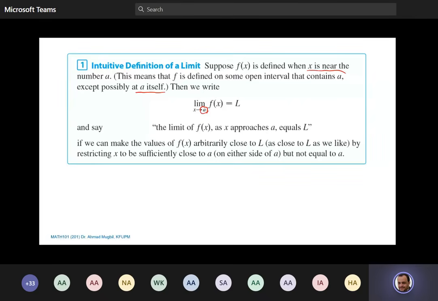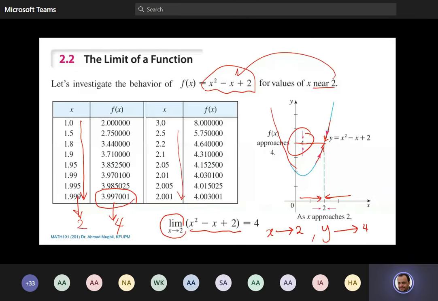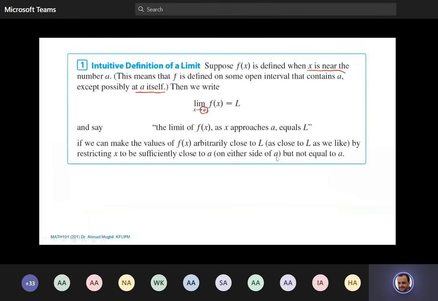Like this one, this one is defined at a. You can put x equals 2 here. It is defined because it is a polynomial. The domain of a polynomial is all the real numbers. You can substitute any number.